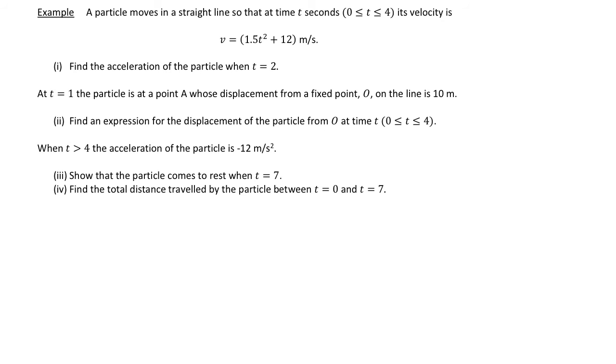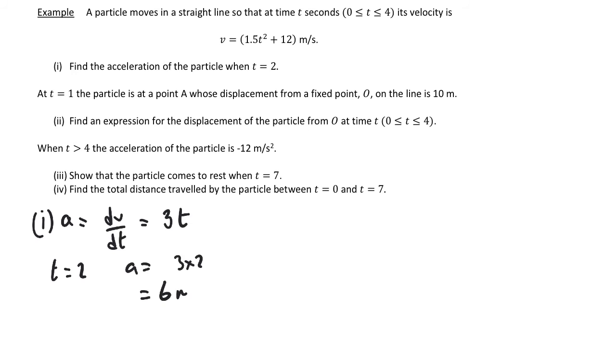Example: a particle moves in a straight line so that at time t seconds, which is between 0 and 4, the velocity is 1.5t² + 12. Find the acceleration. So acceleration is the rate of change of velocity. So that's dv/dt, which is going to be 3t. When t equals 2, a is going to be 3 times 2, so that's 6 meters per second squared.